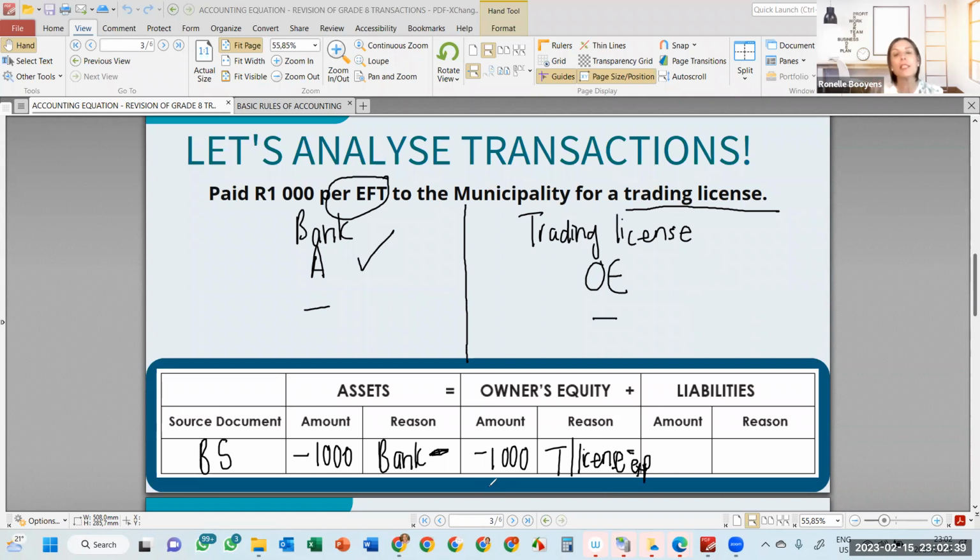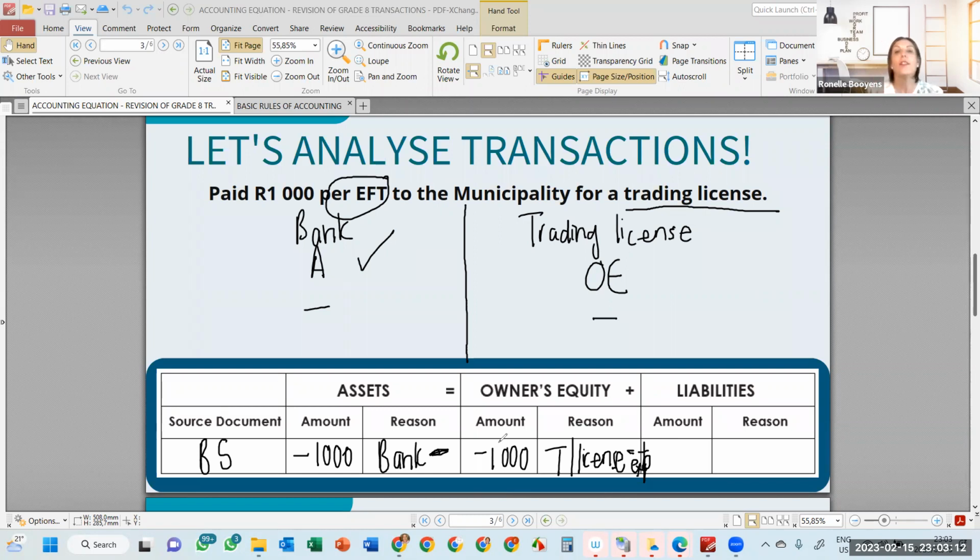If this makes complete sense, you can say that trading license expense increased. Now, if I put a plus here, do you agree? Now remember, this is all part of owner's equity. Do you agree that here's a plus, but over here there's a minus? And often this confuses students. So if this is not entirely clear to you, rather just write trading license is an expense.